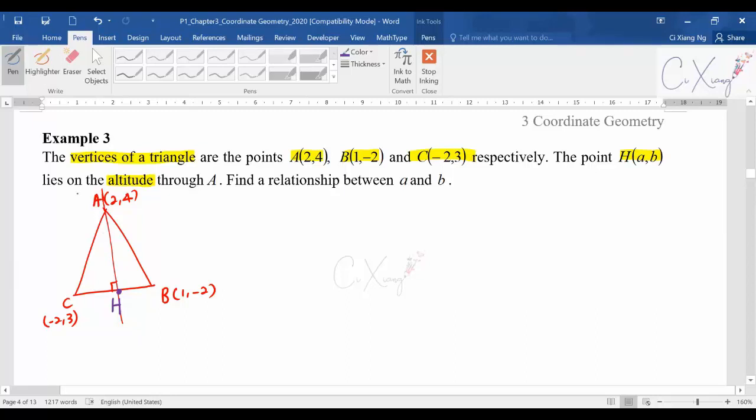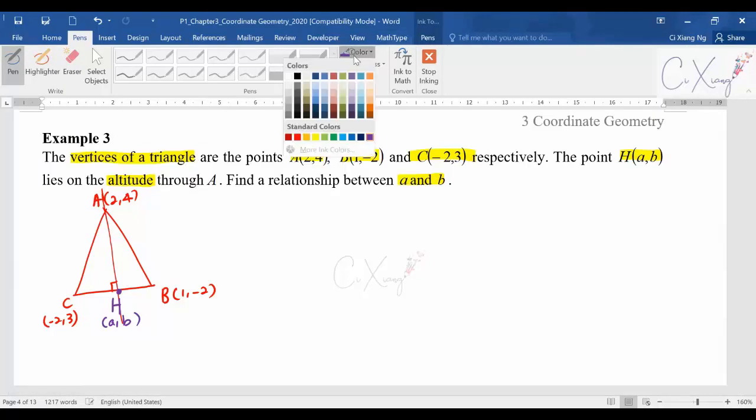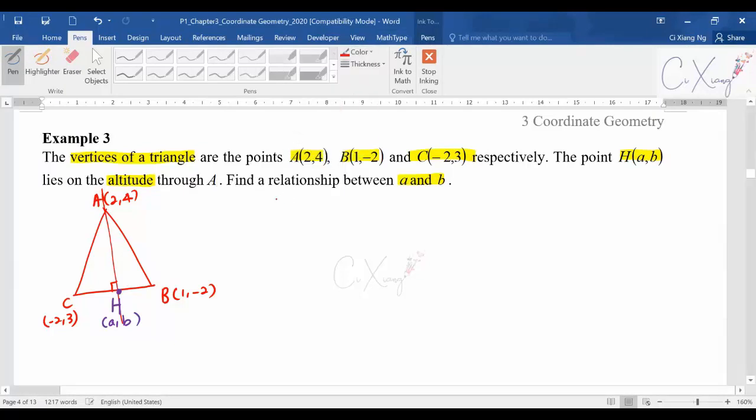Okay, then what can I do for this one? They want you to find a relationship between a and b. So maybe the coordinate for H is (a, b). If you look at this figure, you know that AH and BC are perpendicular to each other. So what I can do is use the gradient of AH, sorry, not AB, AH, multiplied by the gradient of BC equals -1, because they are 90 degrees to each other.